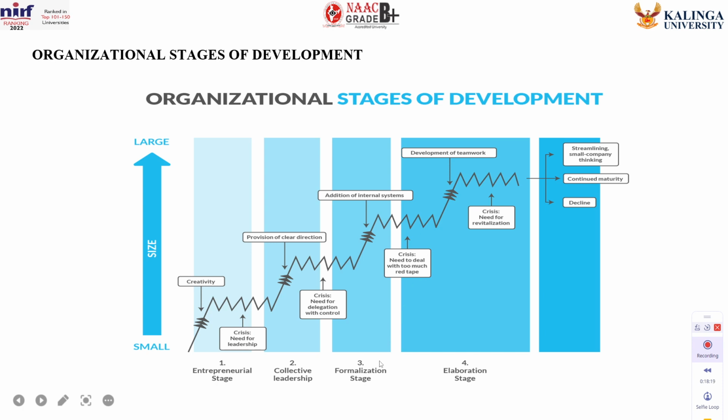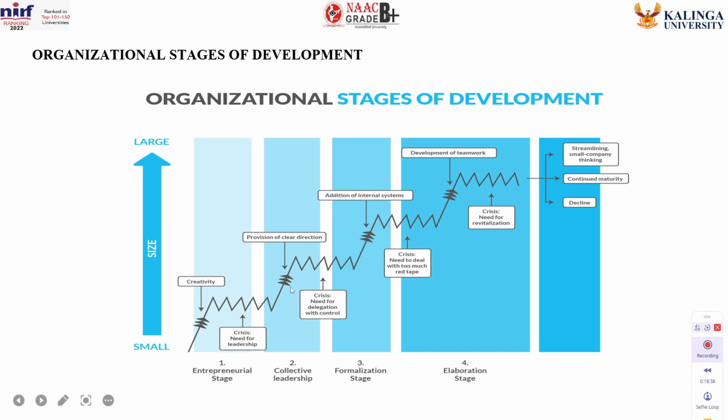That is, there will be a lot of paperwork, because in the formalization stage you have built up your internal system, and that will lead to a lot of paperwork. And a crisis will also be the need for revitalization after the elaboration stage, and that will lead to streamlining small company thinking and continued maturity, and then there will be decline.